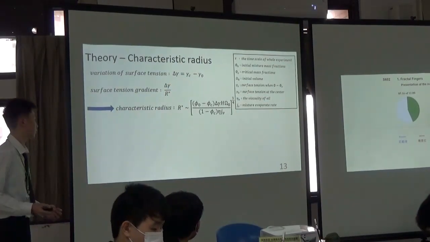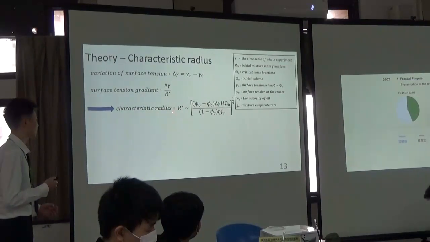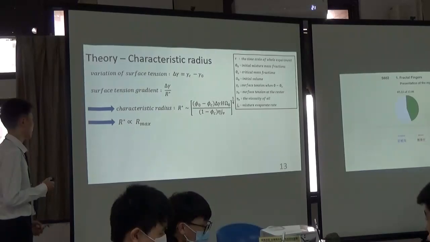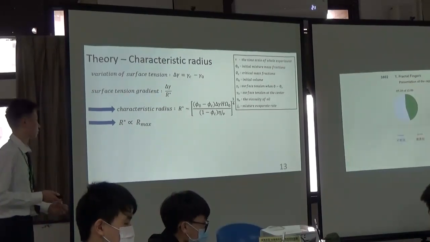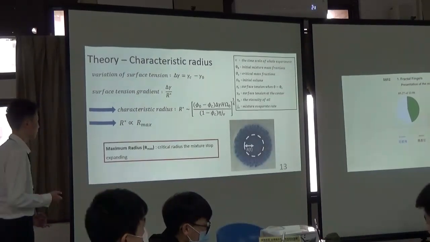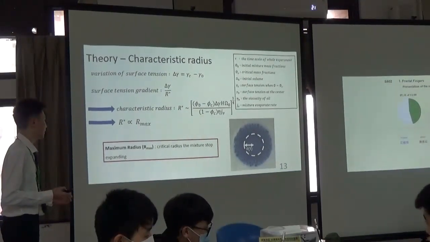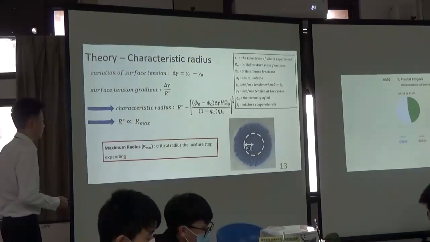Due to our literature survey, we get the characteristic radius as this. And we also know that the characteristic radius is proportional to the maximum radius. Here we define the maximum radius as the critical radius at which the mixture will stop expanding.